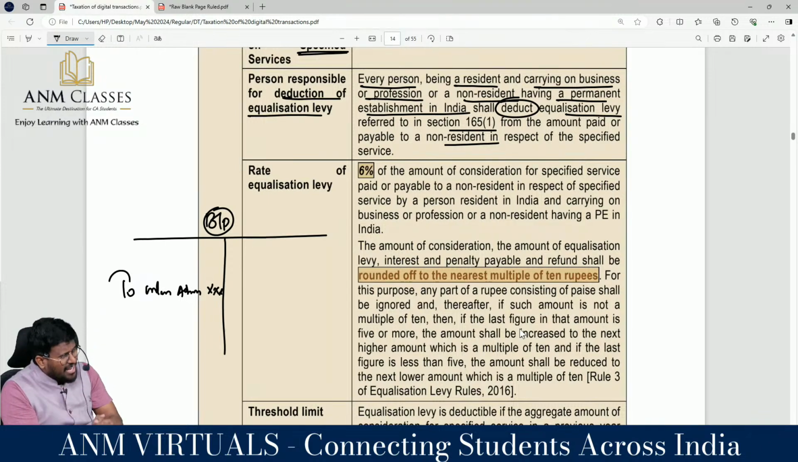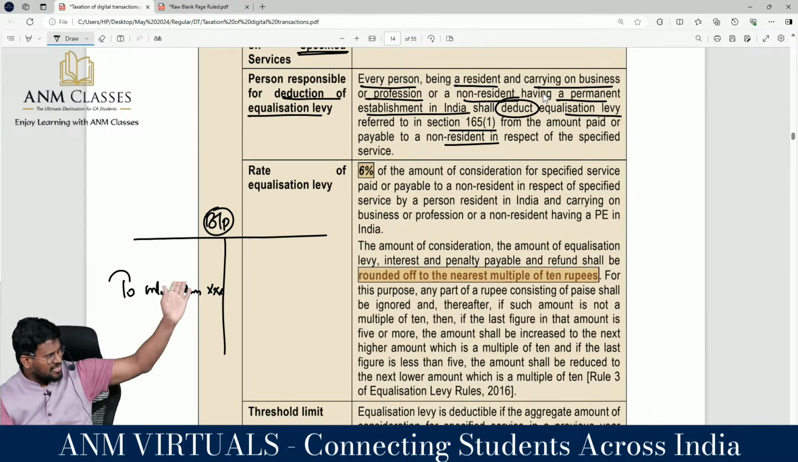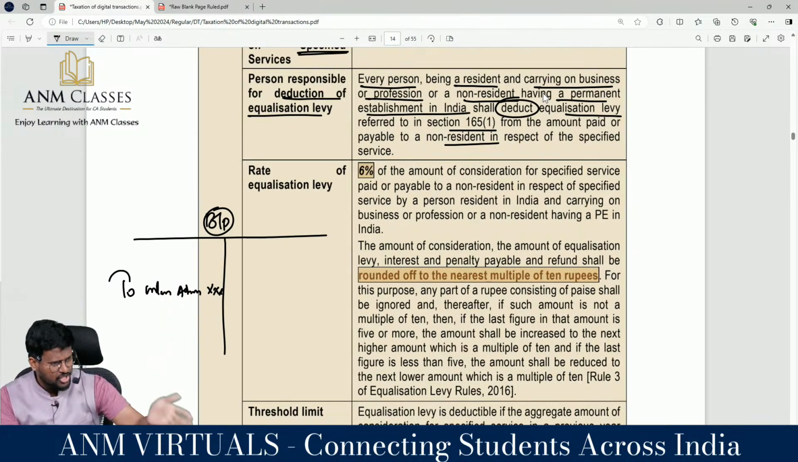So generally you will have a doubt: how can all residents be made to deduct equalization levy? Every resident who deducts equalization levy should be engaged in business or profession. Business or profession means having a TAN, having a PAN, having deducted TDS or collected TCS before, so you must deduct the levy at the rate of... every person being a resident carrying on business or profession, or a non-resident having a permanent establishment in India, definitely business or profession.